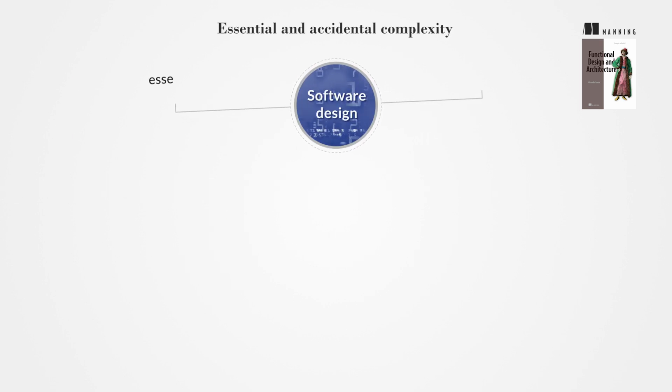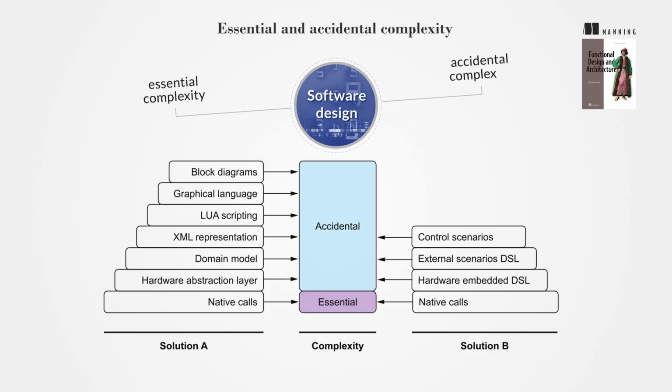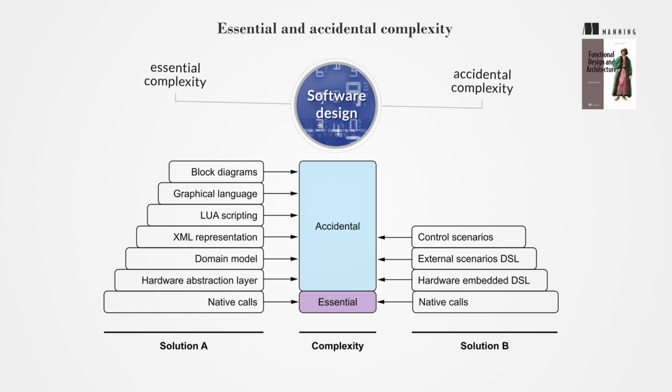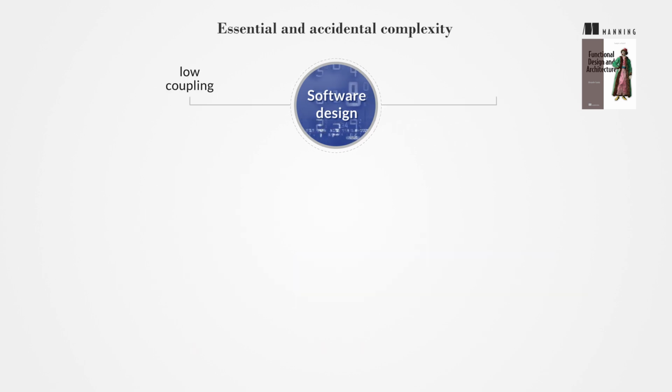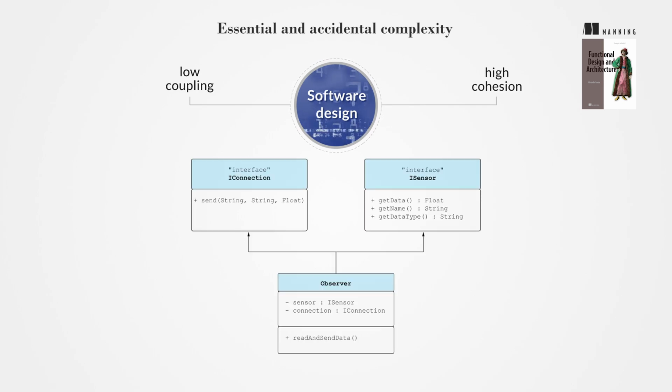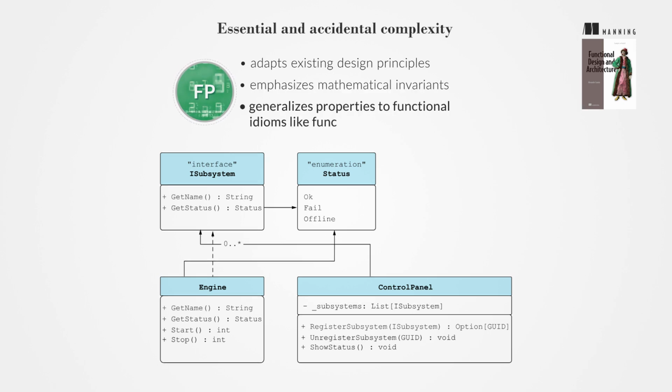Software design balances essential complexity, inherent to the software's function, with accidental complexity, stemming from chosen tools or methods, which should be minimized. Low coupling and high cohesion are key principles, applicable to both OOP and FP. Functional programming adapts existing design principles, emphasizing mathematical invariance and generalizing properties to functional idioms like functors.